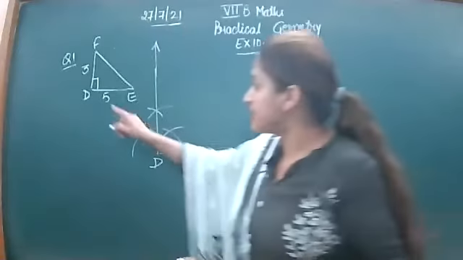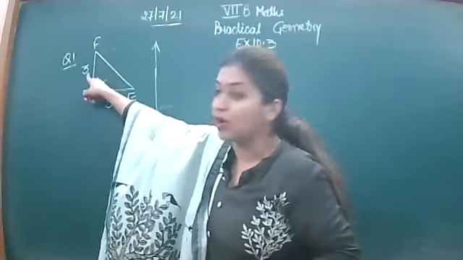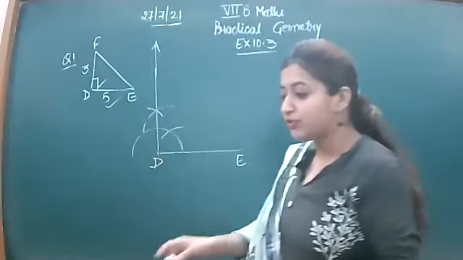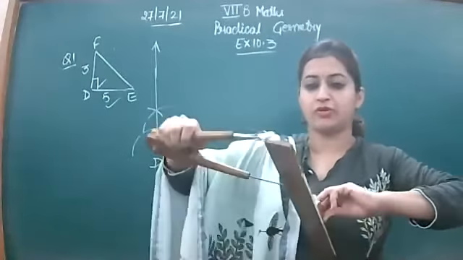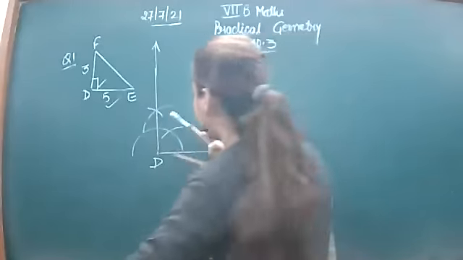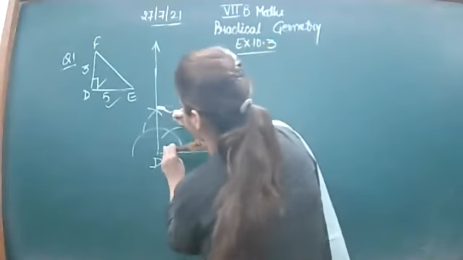Now the next step is we have drawn the base, we have drawn this angle. Now we want 3 centimeter line. What you will do? You will measure the 3 centimeter and you will put the arc from this point.